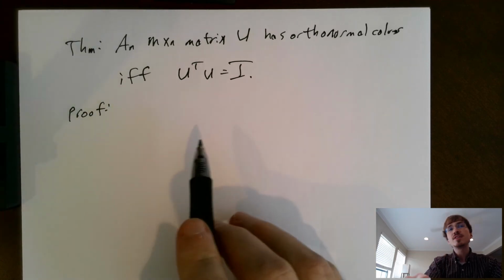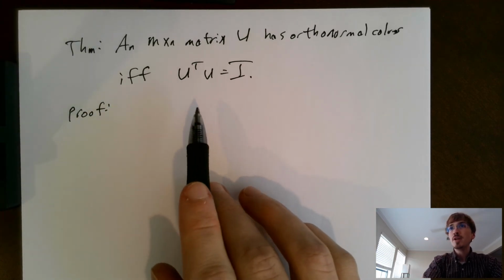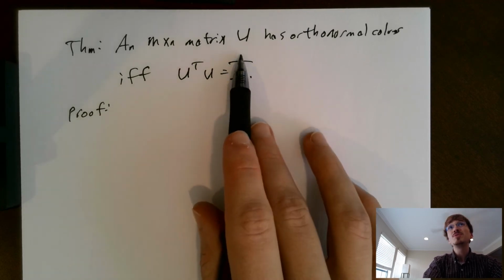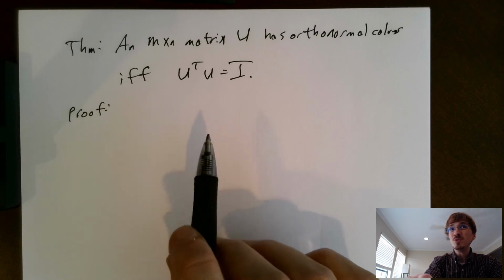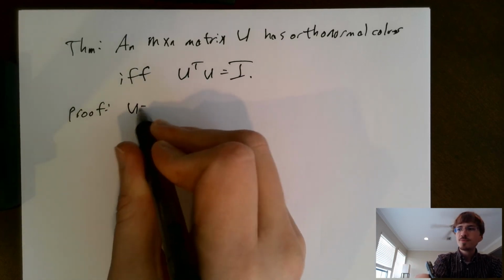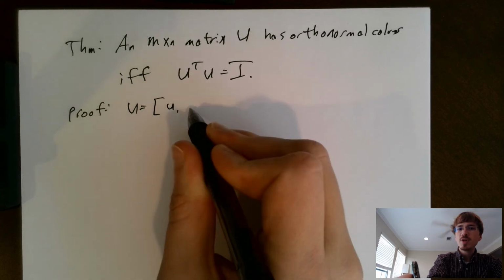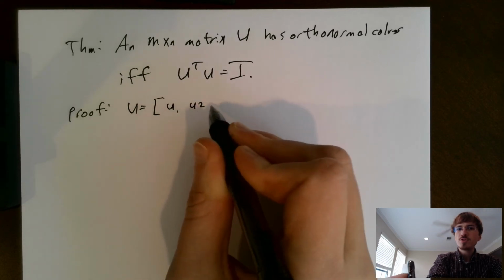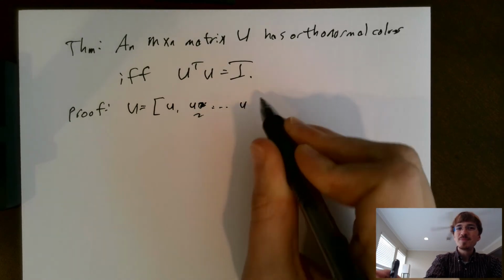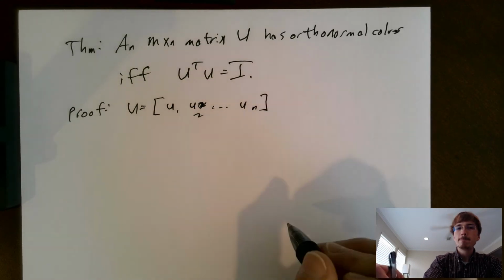If it's square, it's going to have a special name. It will be called an orthogonal matrix. And if you allow complex numbers, they're typically called unitary matrices, which is why they're typically symbolized or denoted with U's. So proof, let U be a matrix. And suppose we have columns U1, U2, all the way down to Un. Yeah?